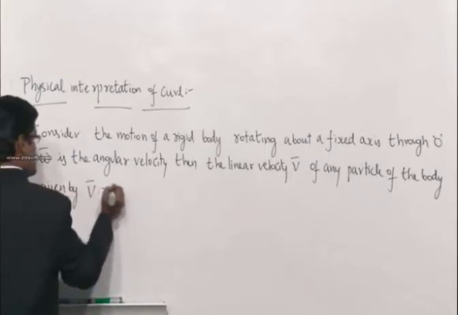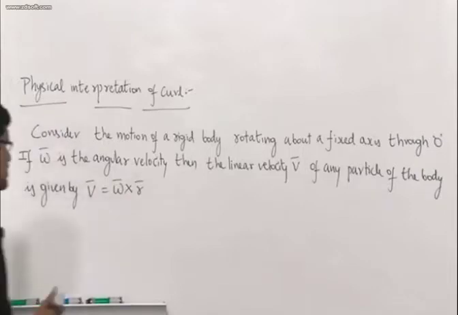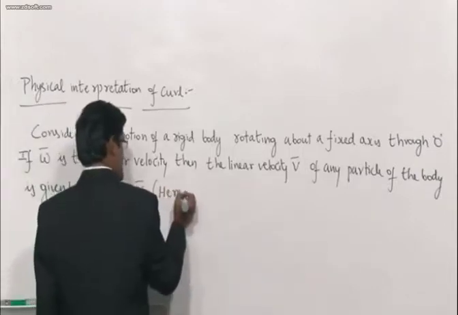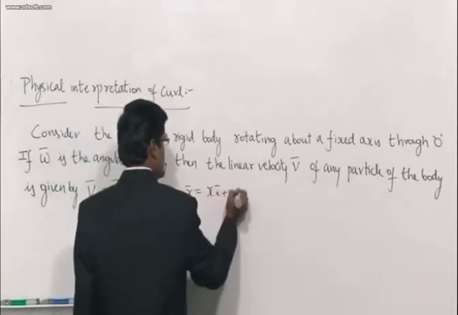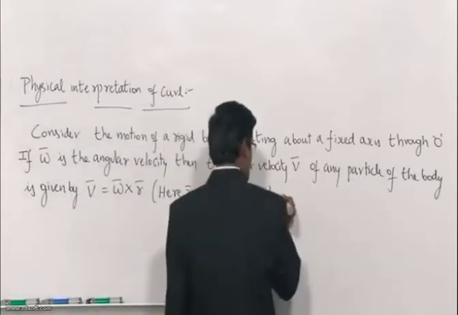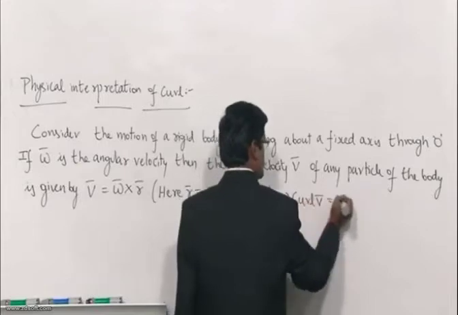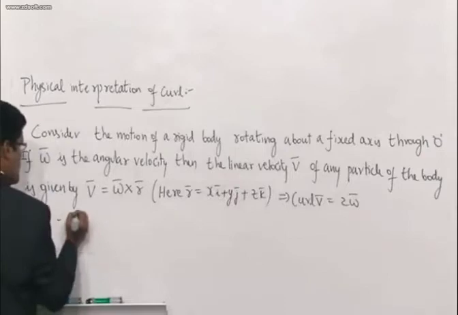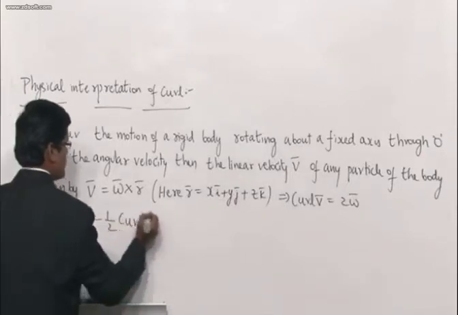v bar is equal to omega bar cross r bar, where r bar is equal to xi bar plus yj bar plus zk bar. Here r bar I have given in general notation in the last class. From this, curl v bar is equal to 2 times omega bar. Therefore omega bar, the angular velocity, is calculated by half times curl v bar.